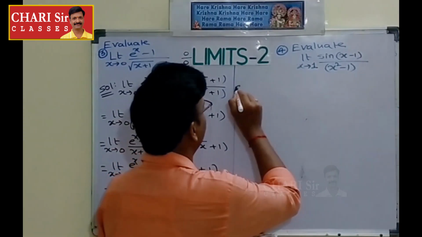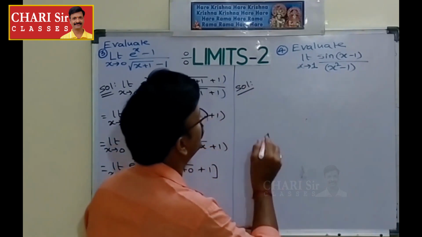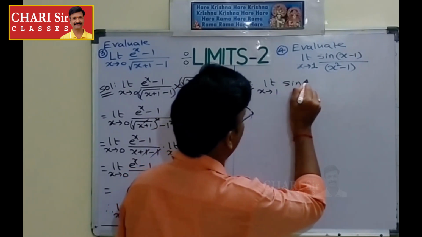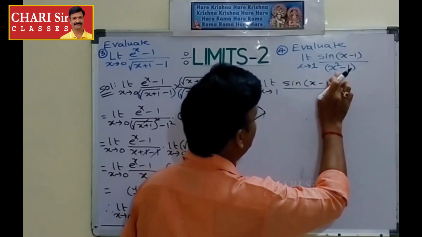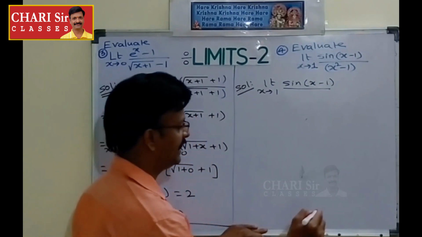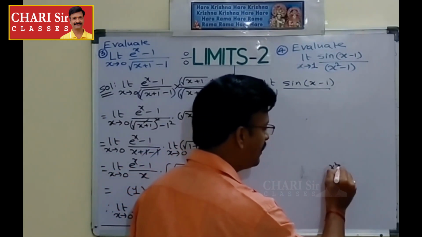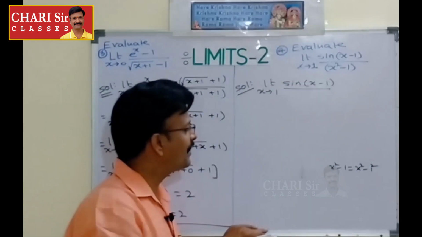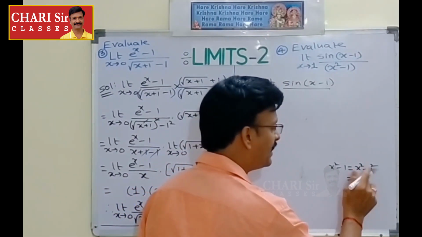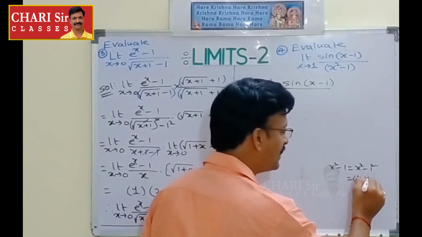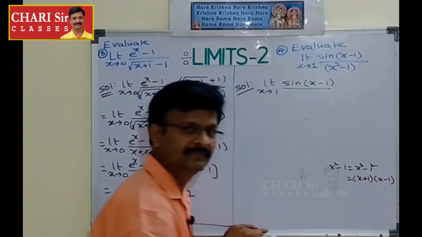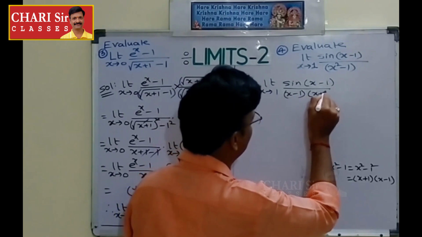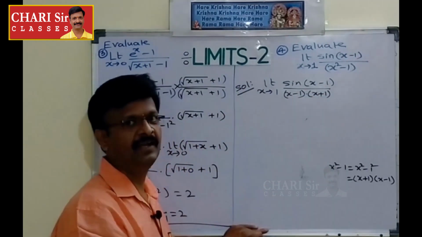So what is the solution method? That is limit x tends to 1 of sine of (x minus 1) by here x square minus 1 is there. This x square minus 1 can be written as x square minus 1 square. When x square minus 1 square is in the form of a square minus b square, which can be written as x plus 1 into x minus 1. So that here what we will write is x minus 1 into x plus 1. Anything is okay. X plus 1 into x minus 1 or x minus 1 into x plus 1.